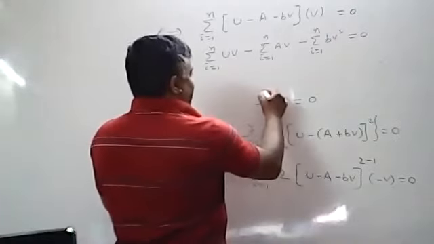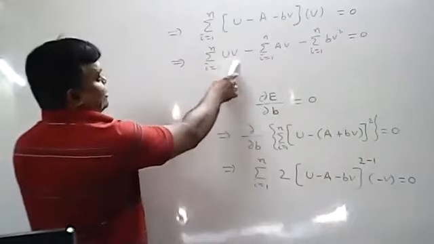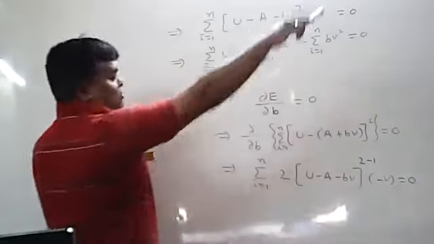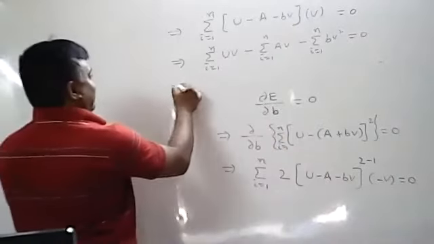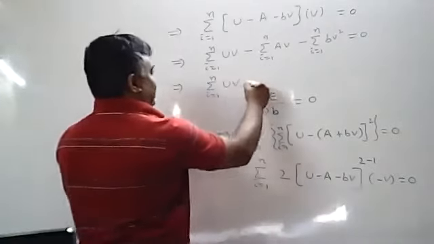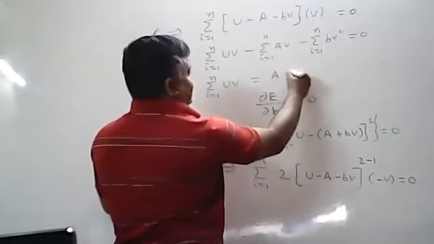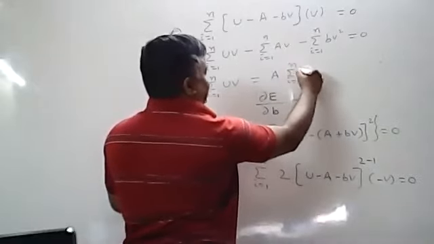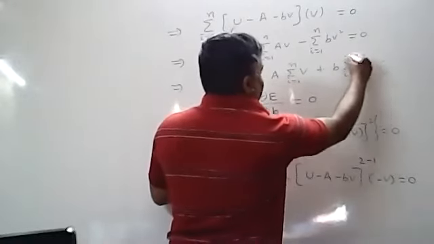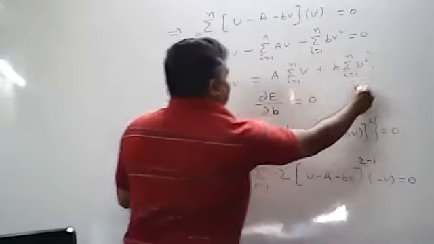Now separate the u terms and the remaining terms. The u term exists only in the first term. Here u is not there, here also u is not there, so send those terms to that side. That implies summation i equal to 1 to n of uv is equivalent to A, a constant, summation i equal to 1 to n of capital V, plus b, a constant, summation i equal to 1 to n of v square. So this is the second normal equation you are getting.